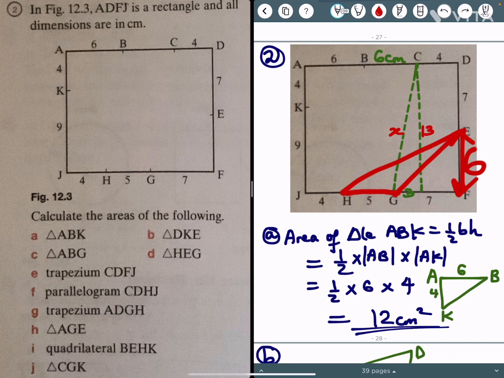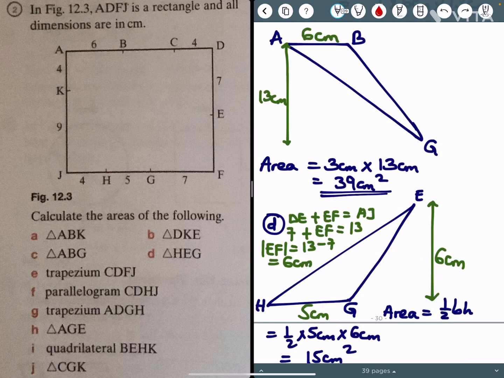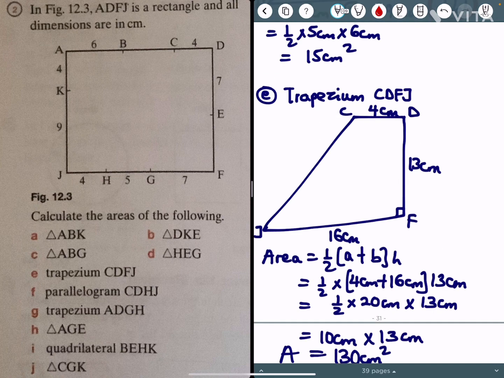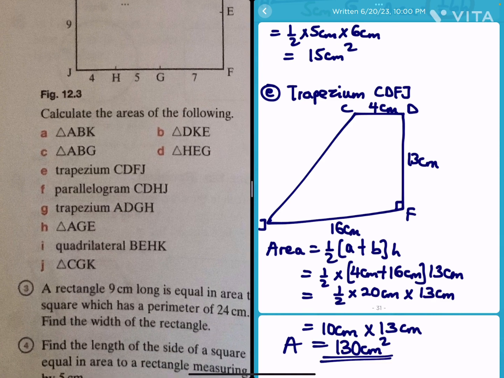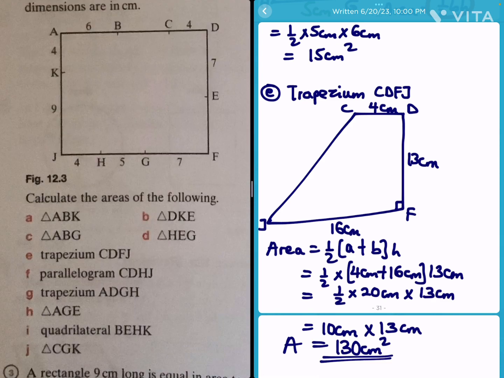So the area of triangle HGE will be half times 5 times 6. Using base times height, the area of the triangle will be half times 5 times 6, which gives you 15 centimeters squared.